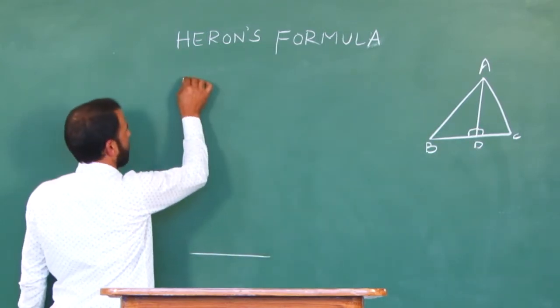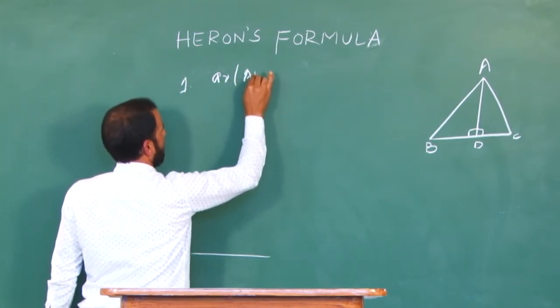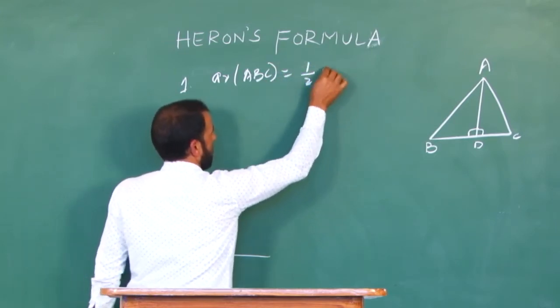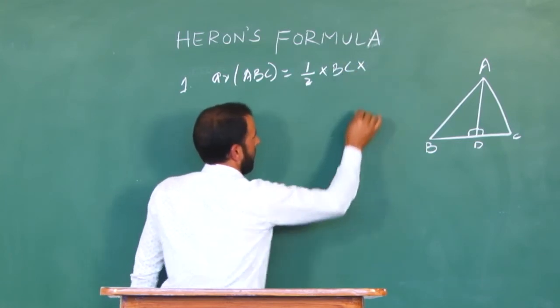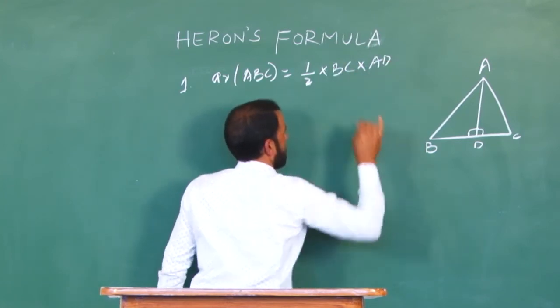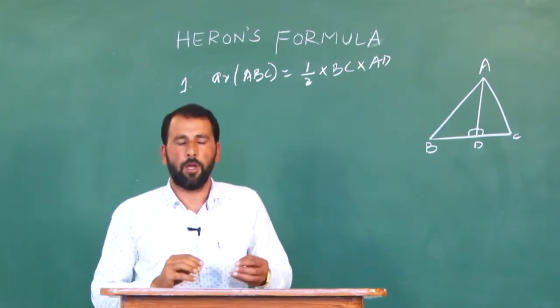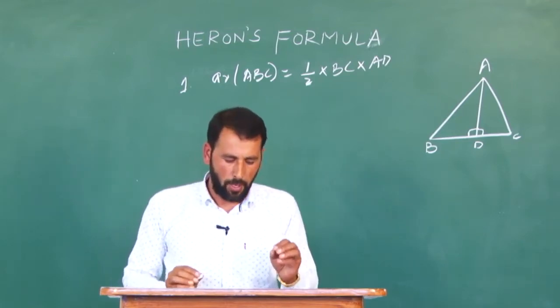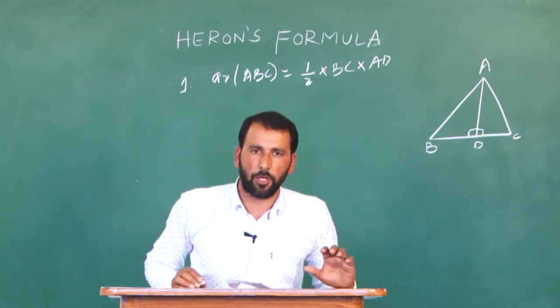So we can write, in the first one, area of triangle ABC is equal to 1/2 of base BC and altitude AD. So this is the basic formula for finding the area of a triangle when the base of a triangle is given and altitude of a triangle is also given. Now this formula is also used for an equilateral triangle.